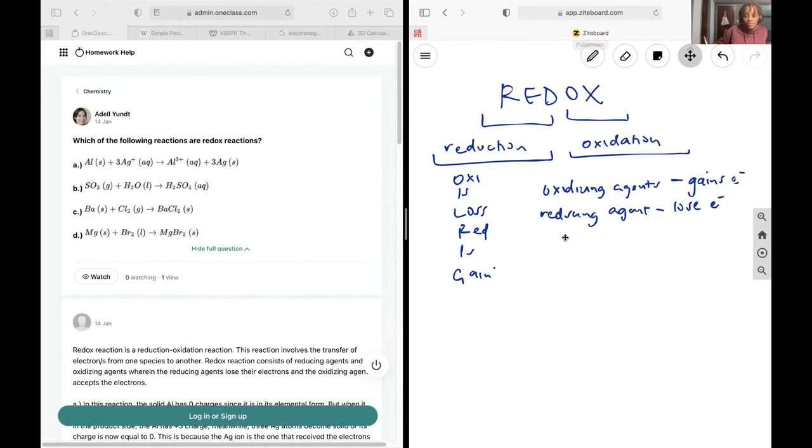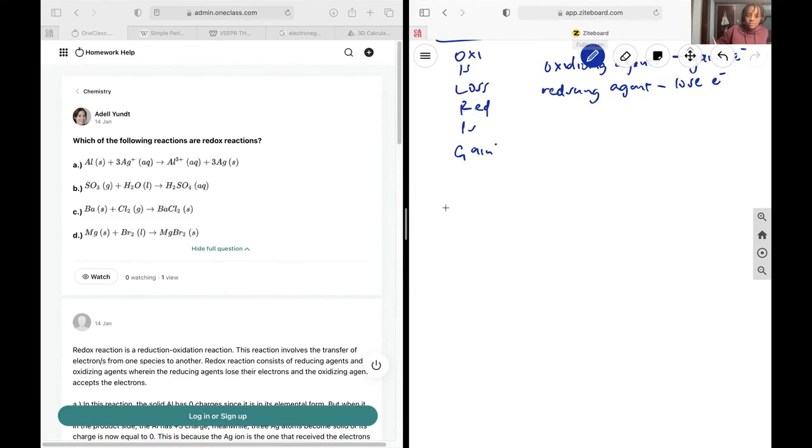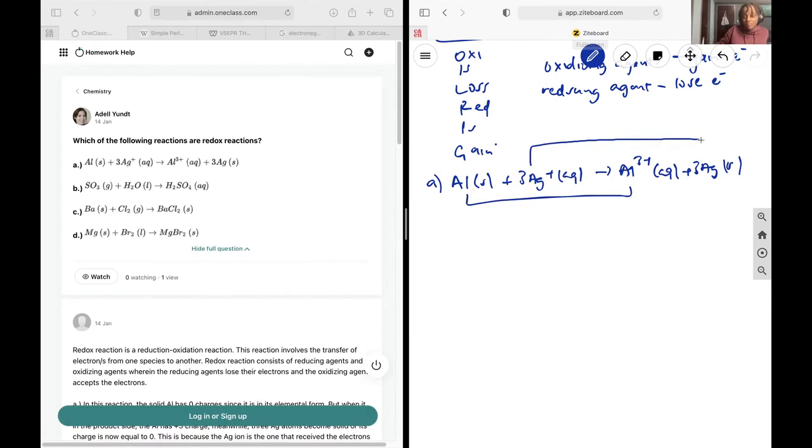And so we're just going to go through A to D and see if we have any indication of electrons moving around between two species. With A, we have Al solid plus 3Ag+ to become Al3+ plus 3Ag solid. So we're going to split this into two. We're going to analyze what happens with the aluminum, and then we analyze what happens with the silver.